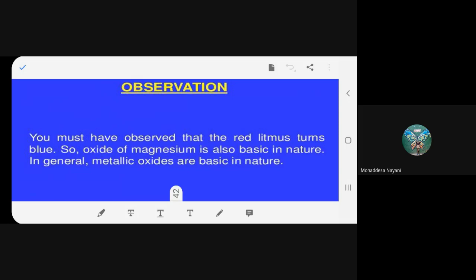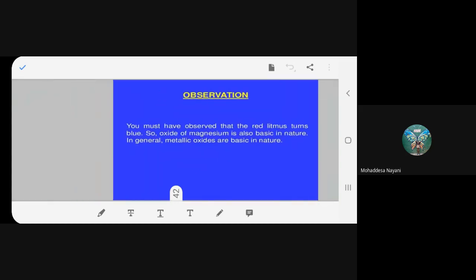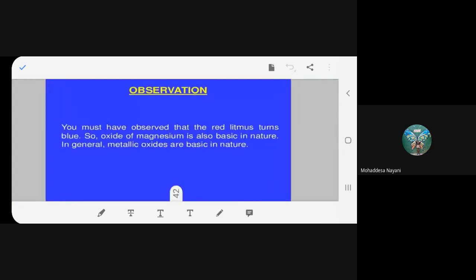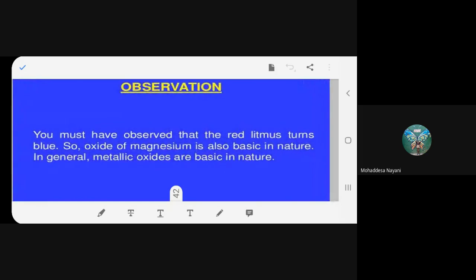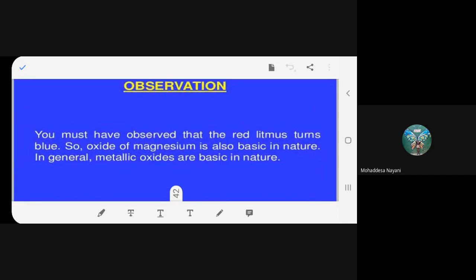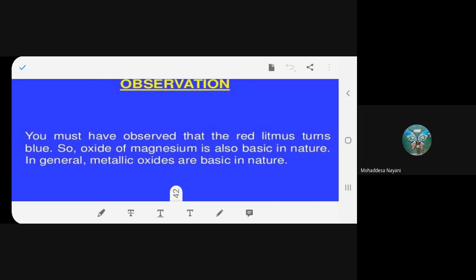Now, what is shown? That red litmus turns blue. So it is showing that it is basic in nature. What did I say? Did I say acidic earlier? So this shows that the iron oxide is changing red litmus to blue, showing it is basic in nature.